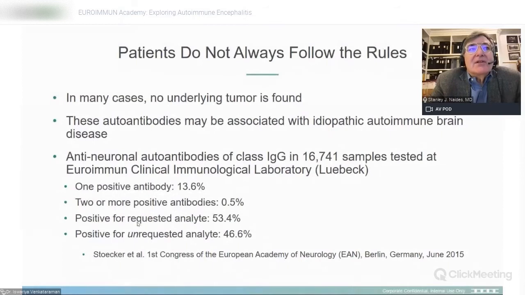And when they did this, they found at least one positive antibody in 13.6% of the cases that they received, two or more positive antibodies in 0.5%. So it's not common, but some people are unfortunate, have more than one antibody. But what was, I think, most interesting was that the samples were positive in 53.4% of the time for what was requested by the clinician, but in nearly half the time, 46.6%, it was positive for something other than what was requested. So we may not be as good as we are clinically.